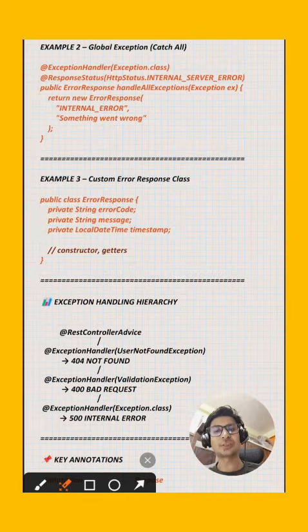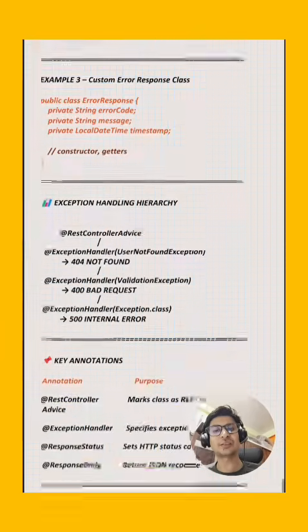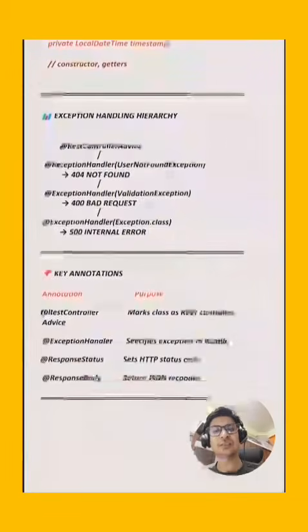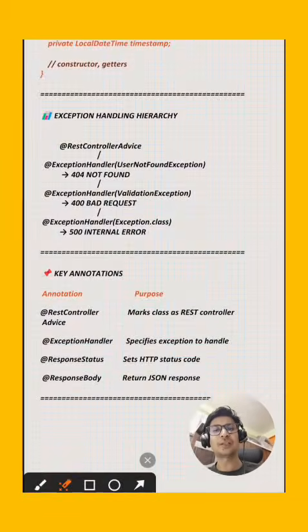So here the exception handling hierarchy is something like this: at the @ControllerAdvice at the class level, and we will apply @ExceptionHandler for a specific exception like UserNotFoundException. It will give us 404 User Not Found, 400 for Bad Request, and the exception handler for Internal Server Error for 500, right?